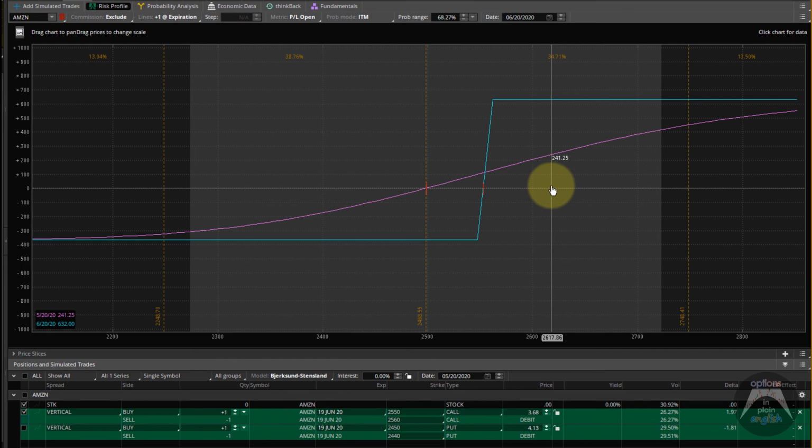So now that you have this tool in your arsenal, you're going to be able to go out and put on more strategic and more intelligent and more efficient trades using options.